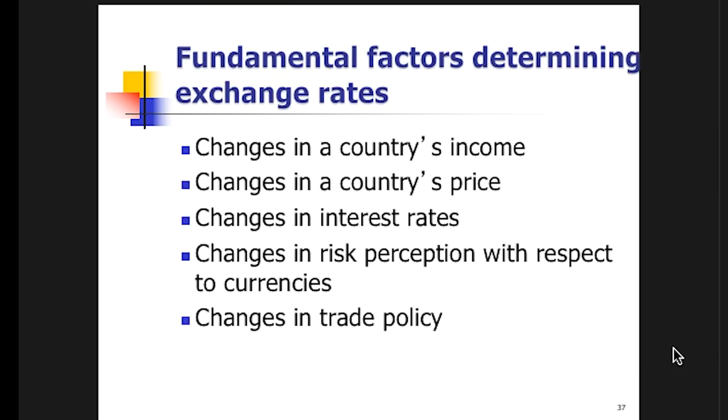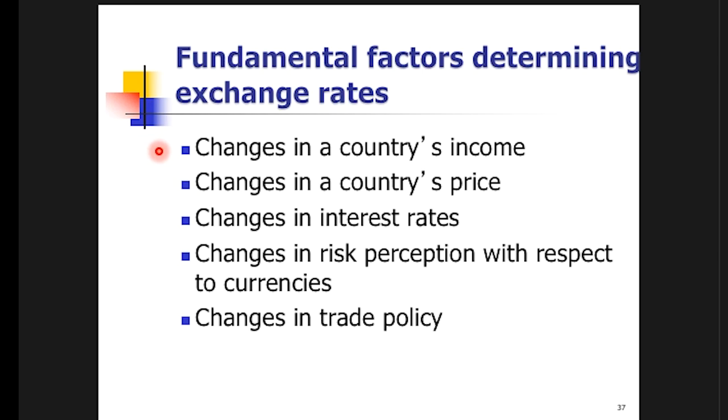So now, from the three theories, the first theory is the PPP theory, purchasing power parity. Second is the uncovered interest parity. And third, supply and demand theory. We have the fundamental factors that determine the exchange rate.